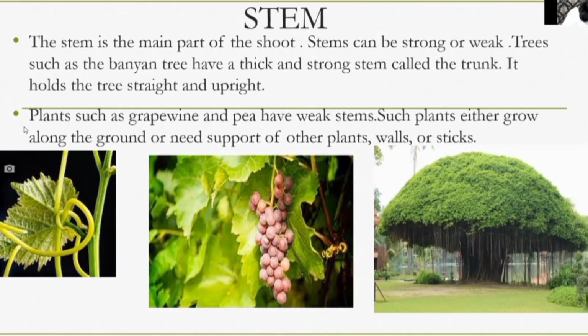Okay, now coming to plants such as grapevine and pea. All of you know your peas, these small peas that we get, the green colored ones. Yes, so they have weak stems. Such plants either grow along the ground or need support of other plants, walls, or sticks. So can you see in the picture, children? This is actually the picture of a grapevine, the stem of a grapevine. And here also I've shown you the stem of a grapevine. They're very thin and weak, and they need support.